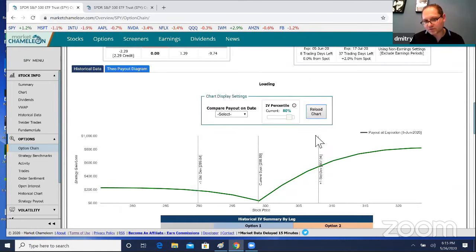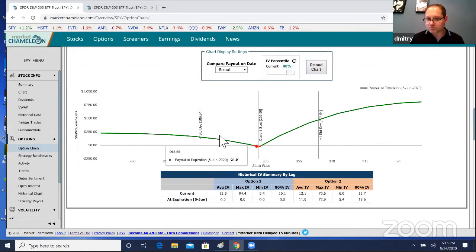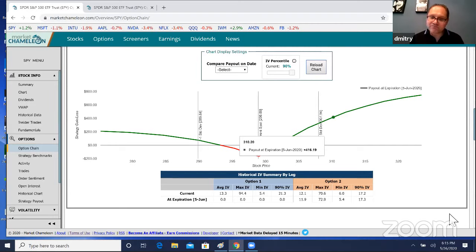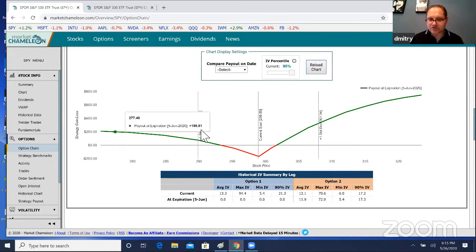If it's in the 80th percentile, still looking pretty good. So you could get a sense of, hey, if there's a lot of movement in the stock, or if not a lot of movement, but those implied volatilities start reverting back to normal, this is what that payout diagram looks like.